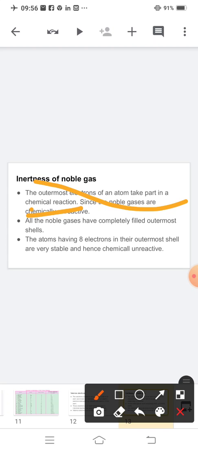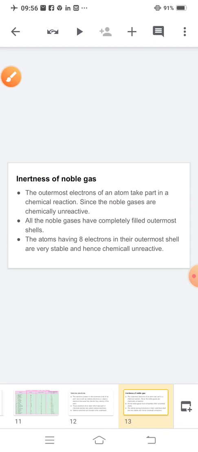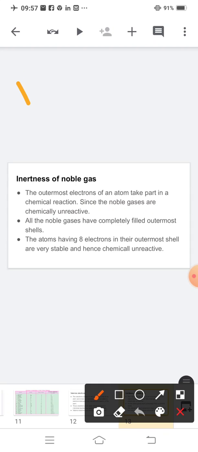If your outermost shell is completely filled, that means 8 electrons are there. It will stay stable and unreactive. They will not take part in a chemical reaction. Is this clear? What are the noble gases? Noble gases are those gases in which the outermost shells are completely filled. That means in the outermost shell there are 8 electrons. Clear? Helium, for example.